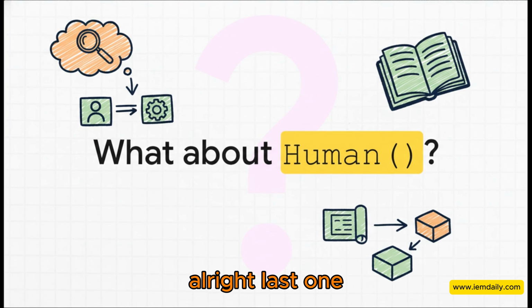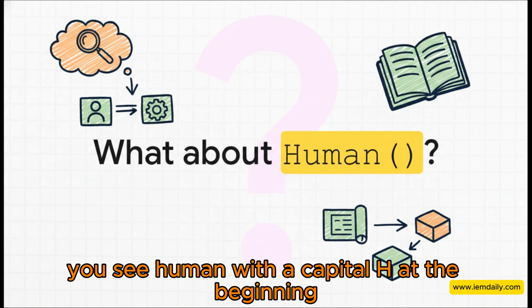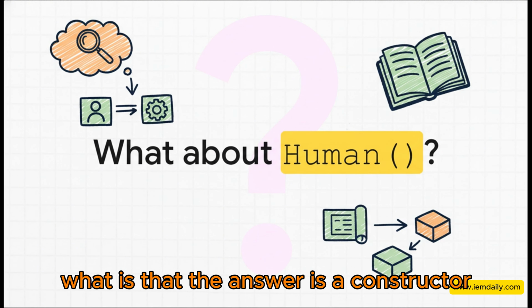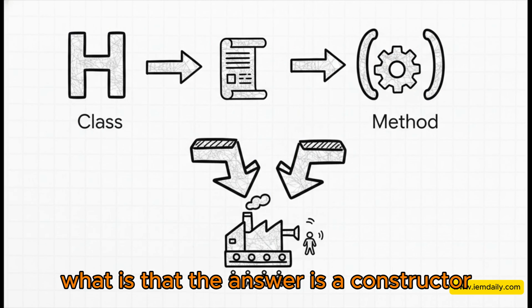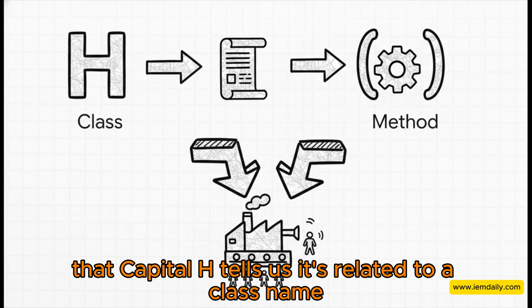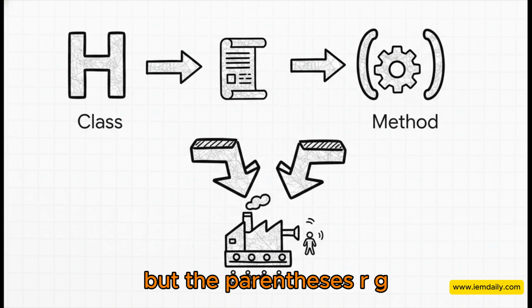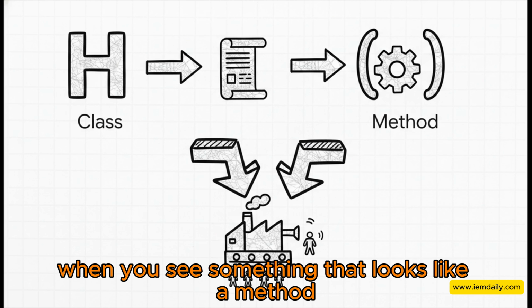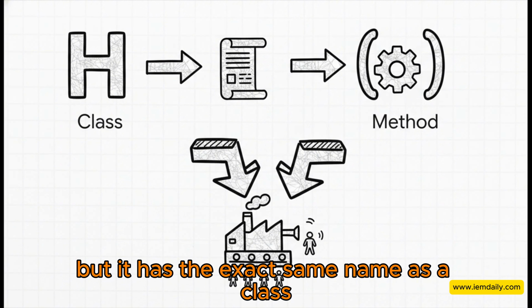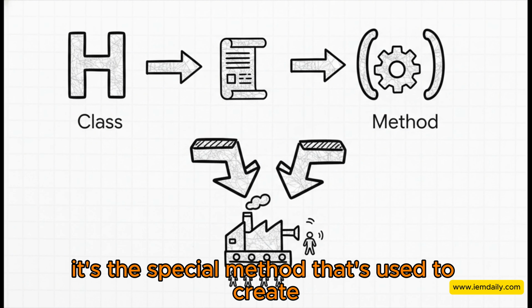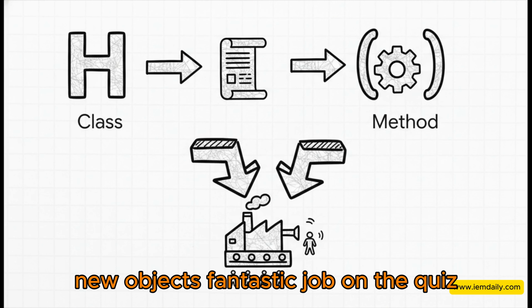All right, last one. And this is a bit of a trick question, so think carefully. You see Human with a capital H at the beginning and parentheses at the end. What is that? The answer is a constructor. Let's break down the clues here. That capital H tells us it's related to a class name, but the parentheses at the end make it look like a method. When you see something that looks like a method, but it has the exact same name as a class, that is the class's constructor. It's the special method that's used to create new objects.